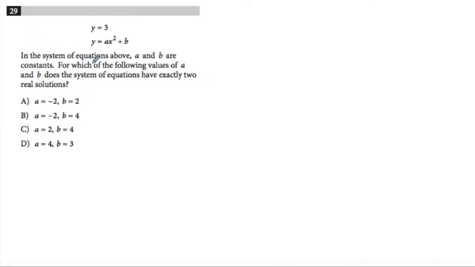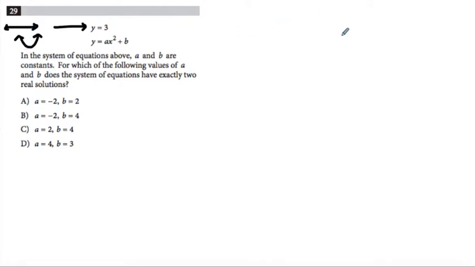And so it says, in the system of equations above, A and B are constants. For which of the following values of A and B does the system of equations have exactly two real solutions? Well, first you have to notice a couple of things. This is a line. That's a horizontal line going through the point 3. So, it's something like that. And this being raised to the 2 power is a parabola.